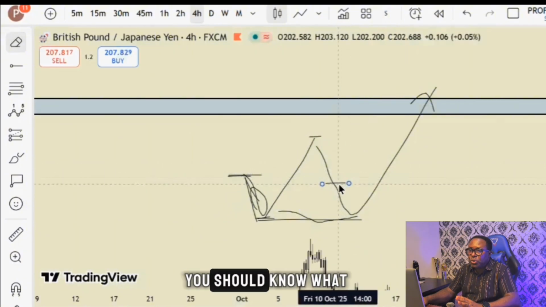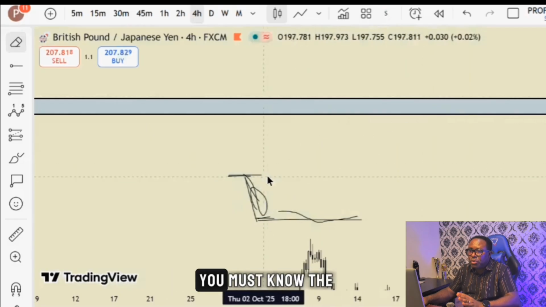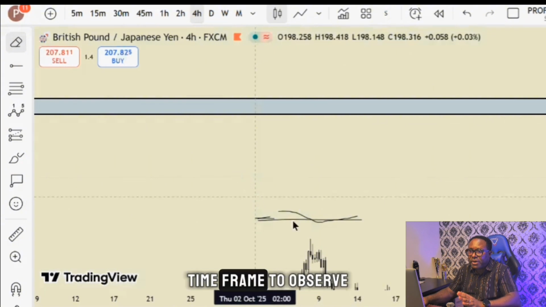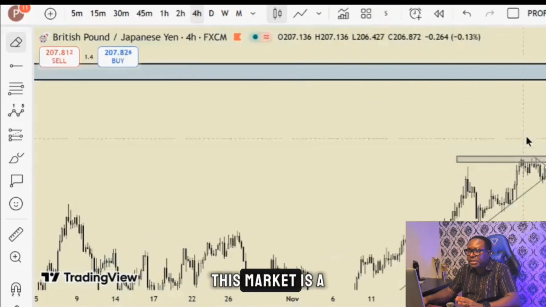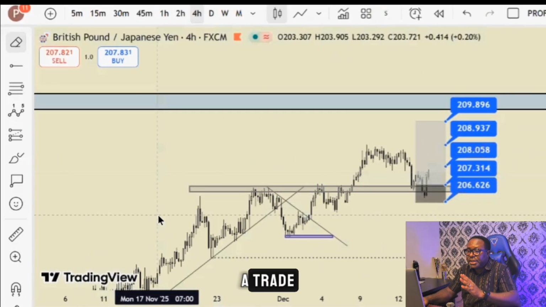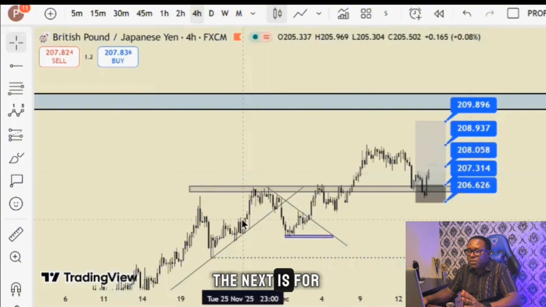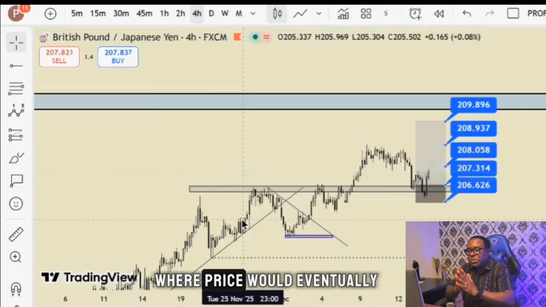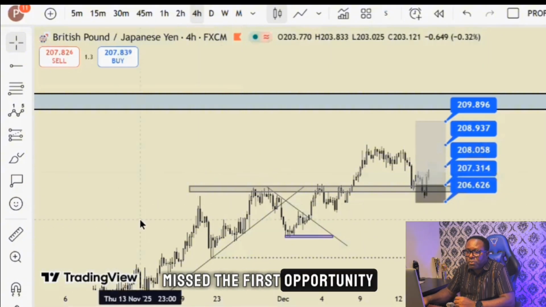Whatsoever you are using or whatever strategy you are applying to identify your zones, these areas of interest in the market, you should know what is the principle behind it. But firstly, in identifying a very good trading opportunity, you must know the market direction by looking at that chart on a high time frame. I use my daily time frame to observe the GBPJPY pair, and we confirm that this market is a bullish market, in which case I want to look for an opportunity to enter a trade in the buying position. So the next is for me to identify those areas of interest on that chart where price will definitely come back to, for me to join this trade if I missed the first opportunity.